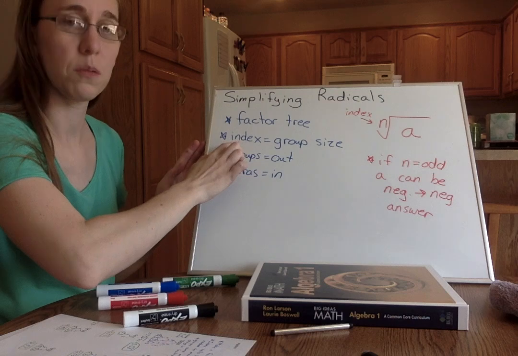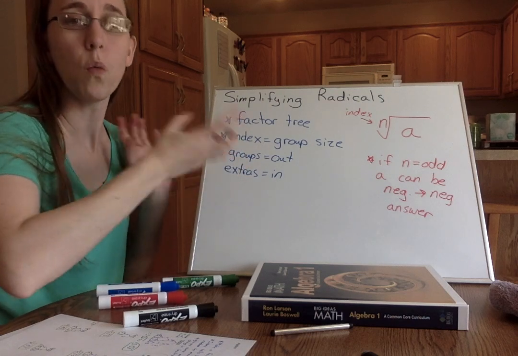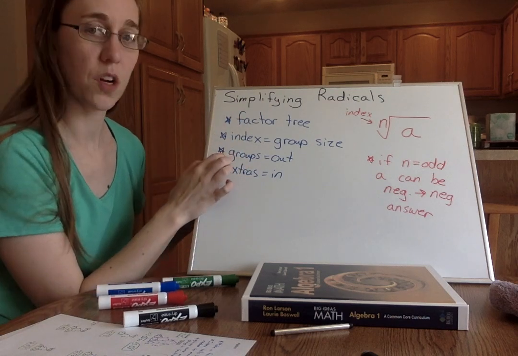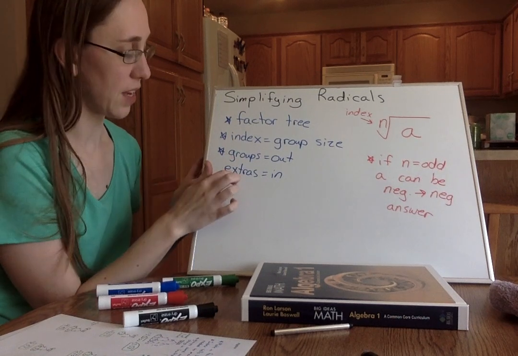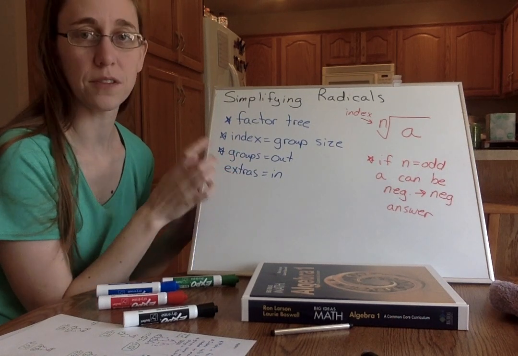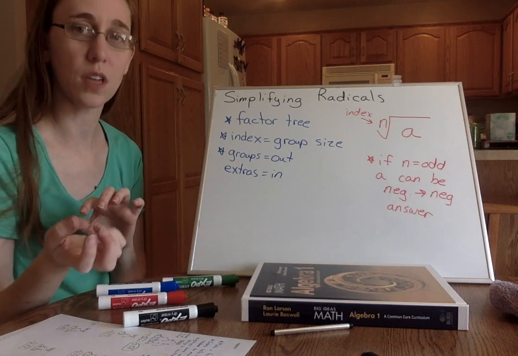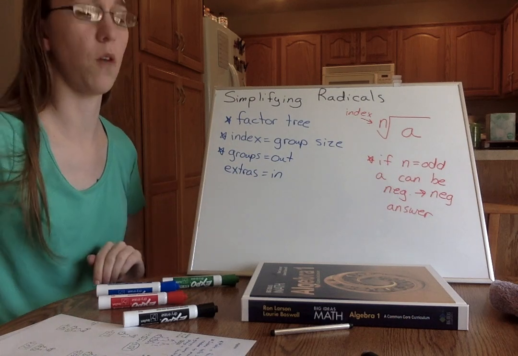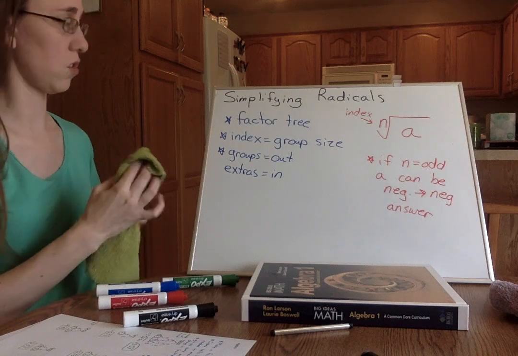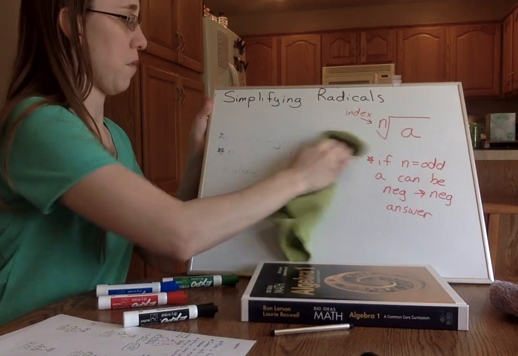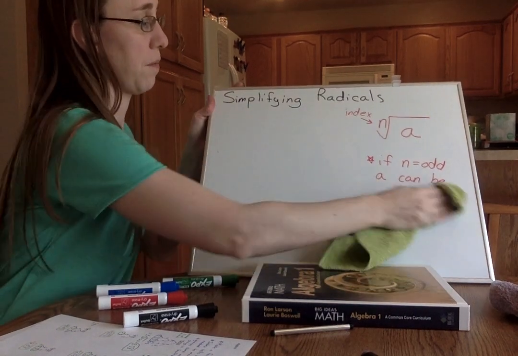Okay, so we know what our group size is. We've done our factor trees. We find those groups. Things that are in groups come out of the root. Things that don't have a group have to stay in. So it's like if you don't have a partner, you've got to do it all on your own. Only the partners get to come out, or the groups of 3 or groups of 4. Okay, so let's try a couple problems and see how we do.